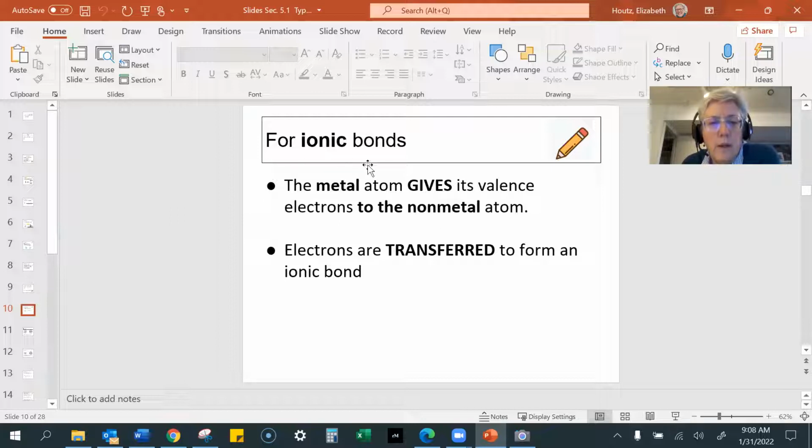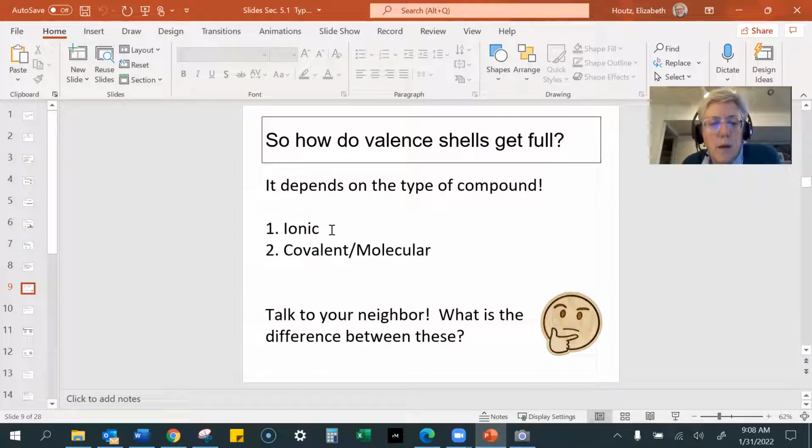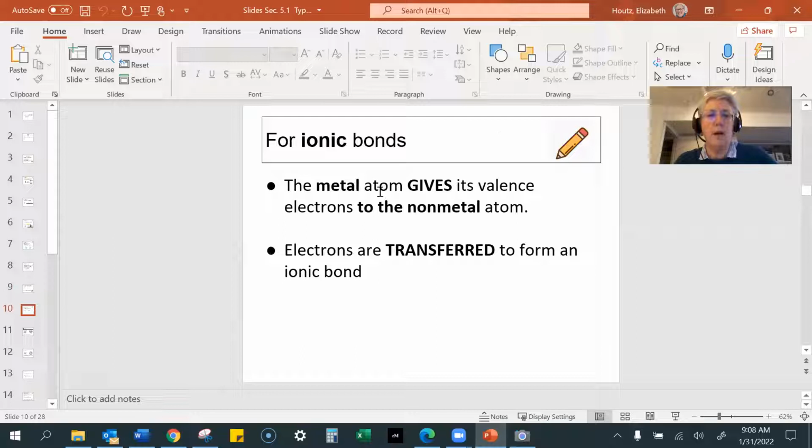Okay, so in an ionic bond, the metal, let me back up. Ionic compounds are a metal plus a non-metal, okay? Or a polyatomic ion with a non-metal, but we're mostly going to be dealing with simple metals and non-metals. All right, and covalent is non-metal, non-metal. So depending on what kind of compound you have, their bonding is different. All right, so let's do ionic. All right, in an ionic bond, the metal atom gives its valence electrons to the non-metal atom, and electrons are transferred to form an ionic bond.